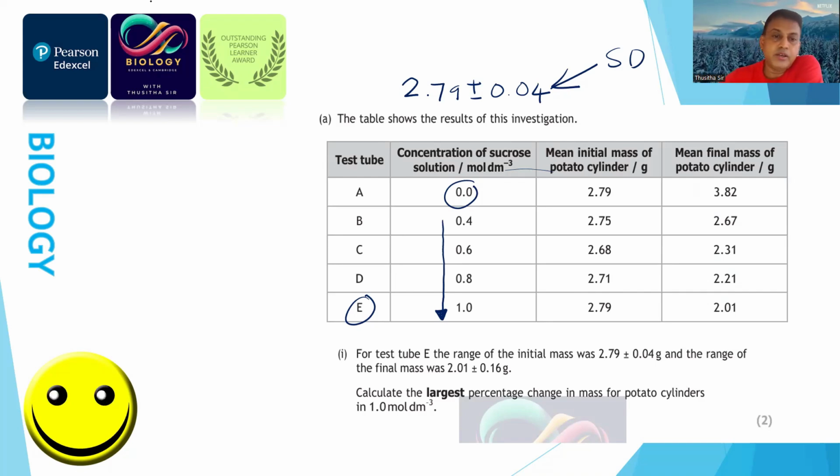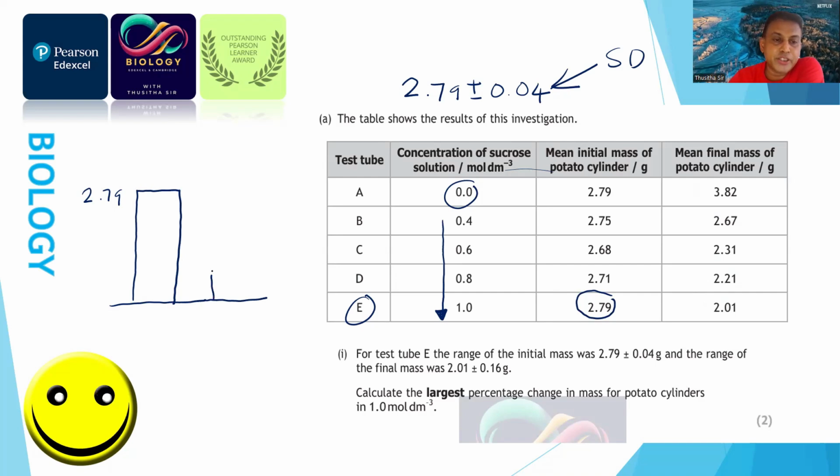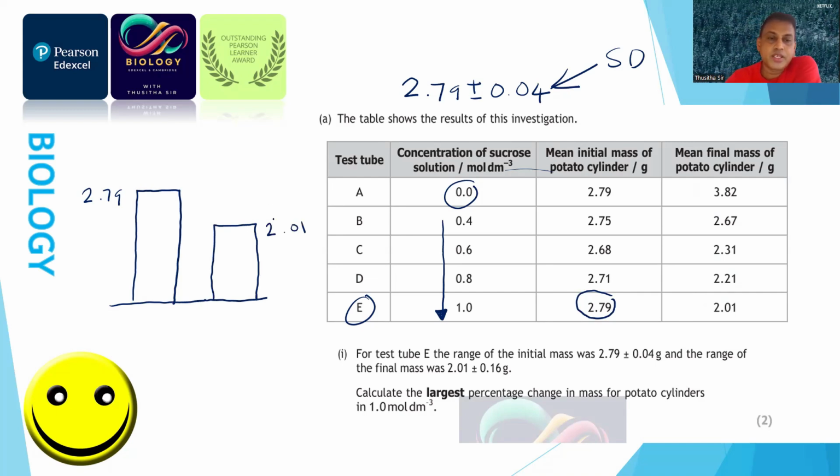So then again, what it says actually, if you plot a bar graph for this, the 2.79 mean value is this, and then in this E tube the mass decreases. So I can show this like this, 2.01. So these are the two mean values. The standard deviation is how the other values fluctuate or vary around this mean value in this group.